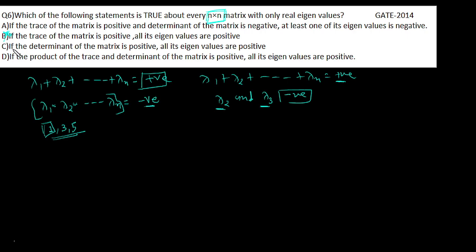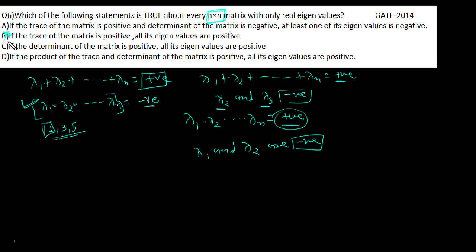Now option C states that if the determinant of the matrix is positive, the multiplication of all the eigenvalues is positive, then all its eigenvalues are positive. Again it is not necessary. Suppose lambda 1 and lambda 2 are negative. In the output you still get a positive number, because two negative values multiplied together give a positive number. So statement C is not always correct.